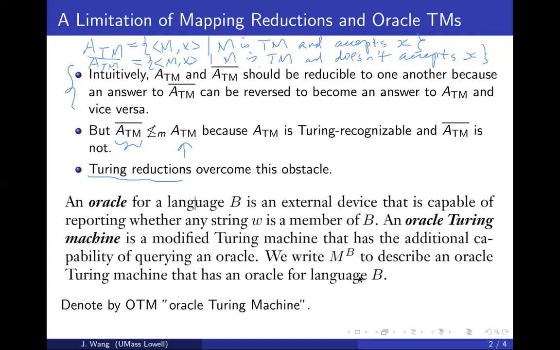So now I have an Oracle. I make a query, and the Oracle will tell me whether x is in B or not. So that doesn't cost me. My only cost is that query. So I make a query, I get an answer.